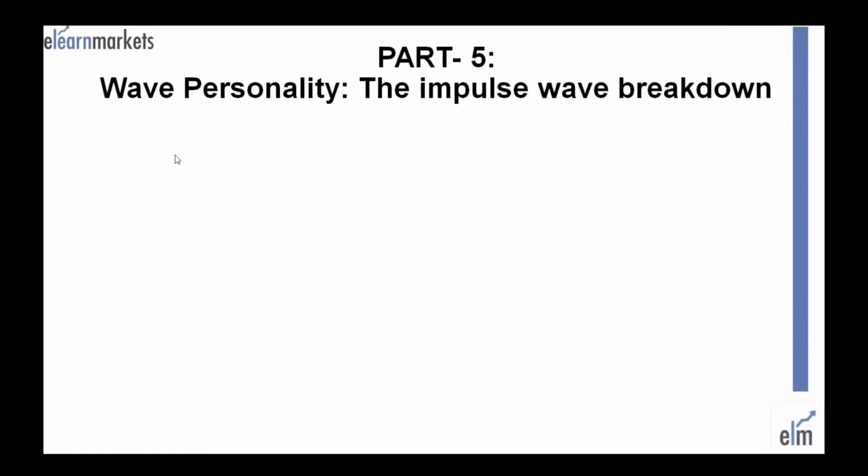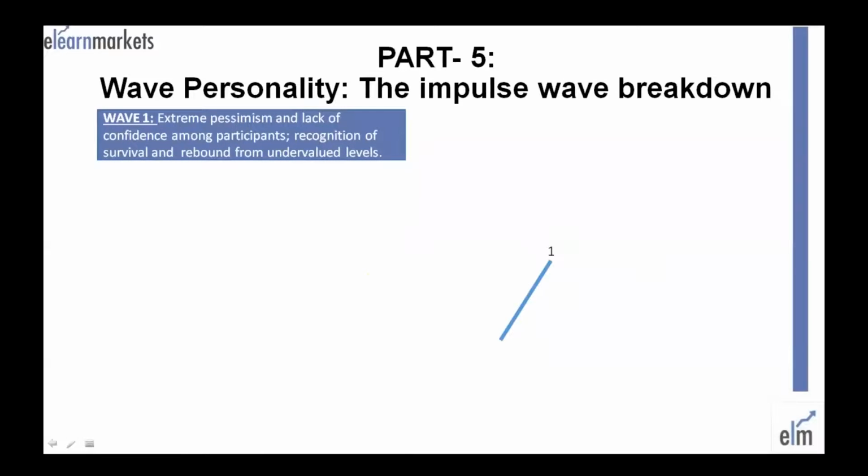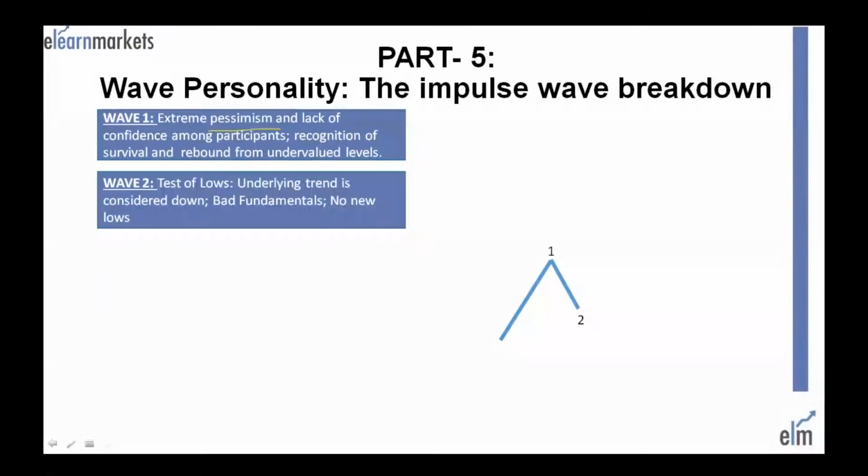Let's talk about the wave personalities. So wave 1. What comprises wave 1? Extreme pessimism and lack of confidence. When a wave 1 starts, it is accompanied with a lot of pessimism and lack of confidence among the participants, and recognition of survival and rebound from undervalued levels.